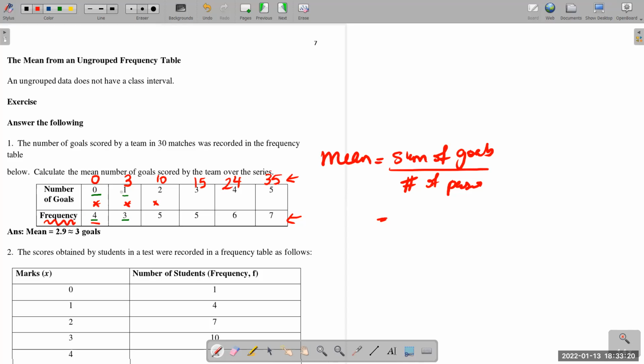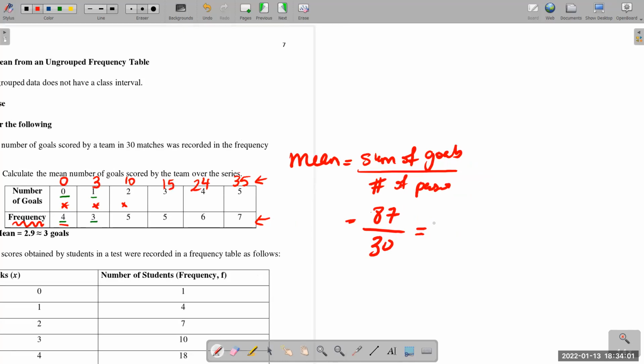Exactly. So somebody with a calculator, let's go. 3 plus 10 is 13, 13 and 15 is 28. 28 and 24 is what? 52. 52 and 35 is 87. Somebody check that for me. 87 is correct. Excellent. So it's 87 divided by how much is the total number of persons who played? So now we realize we need to find what? The sum of the frequency. How much is that? Is that 30? Excellent, 30. So what is our mean? When we do that, what is our mean? Excellent. It would be 2.9.